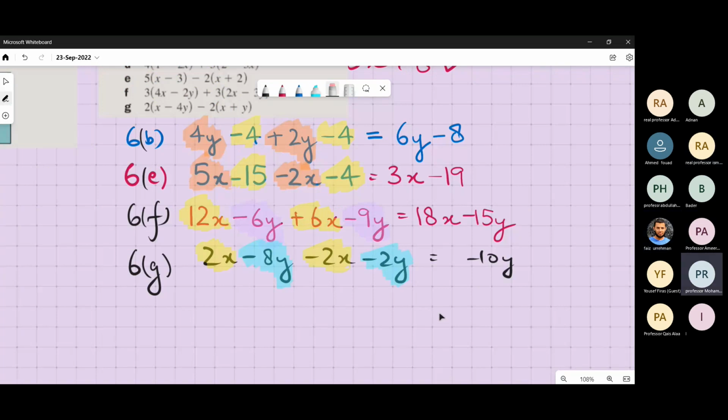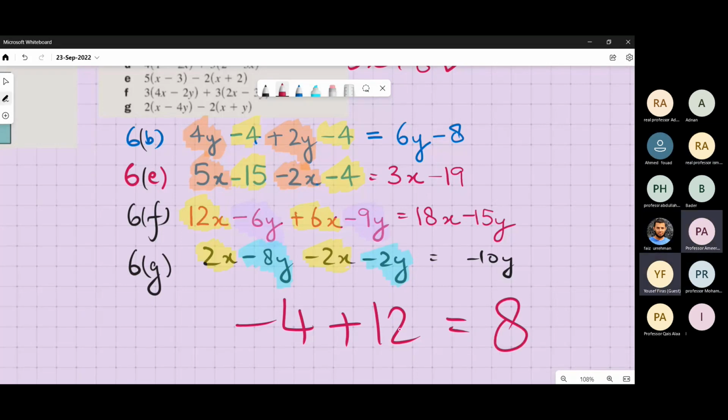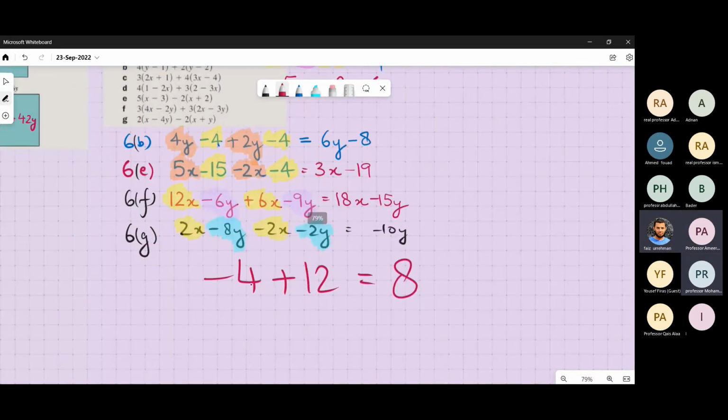Mister, in chapter 1, I make mistakes. Chapter 1 was dealing with integers, right? Like minus 4 plus 12. What will be the answer? Minus 8, because of the bigger number, right? Because of the bigger number's sign.